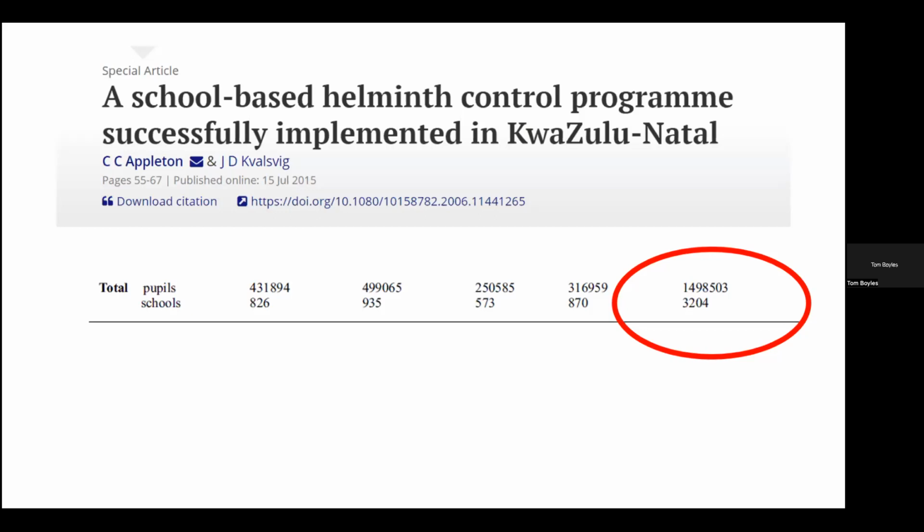So has it been done before? Yes, it has. It was done in KwaZulu-Natal. This was published in 2015, but the program they described was actually 1997 to 2000. So over 20 years ago, there was a program, and it was impressive. This is just a snapshot to show that they worked in over 3,000 schools, covering 1.5 million children, and they were able to provide a control program for both soil transmitted helminths and schistosomiasis. But since 2000, to my knowledge, there's been no mass drug administration at all.